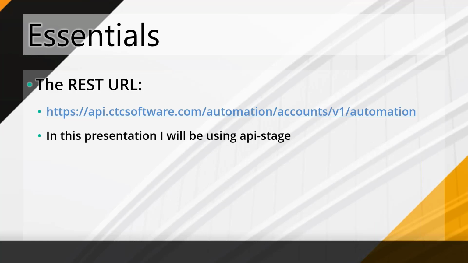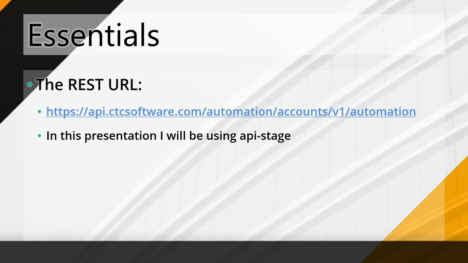Now, throughout the presentation today, I am going to be using our API stage. So at the beginning there, this prefix where it says API.CTC software, I'm intentionally using API stage because the changes that I'm making, I don't want to hit my production environment. That could be a problem. Because I'm going to be maybe throwing some random settings in there, and I don't want that to appear if my other team members are doing demos for our other customers, right?